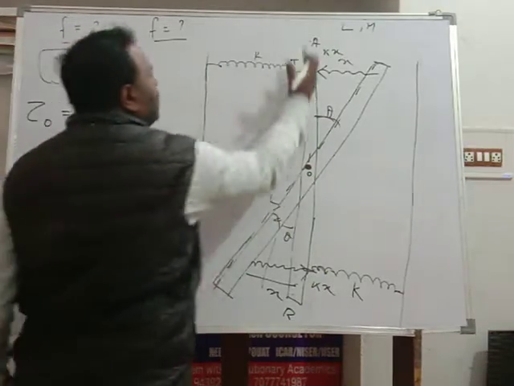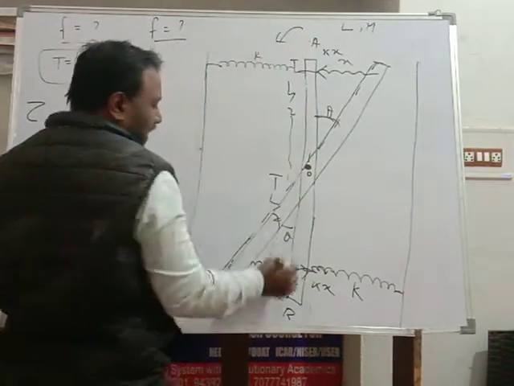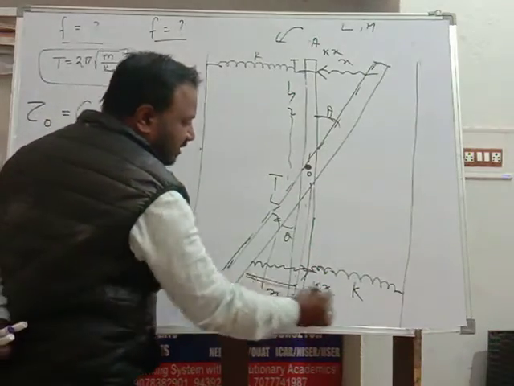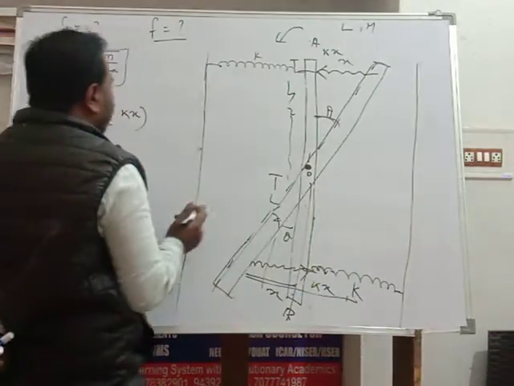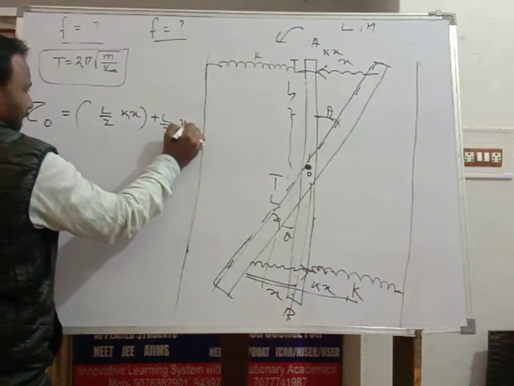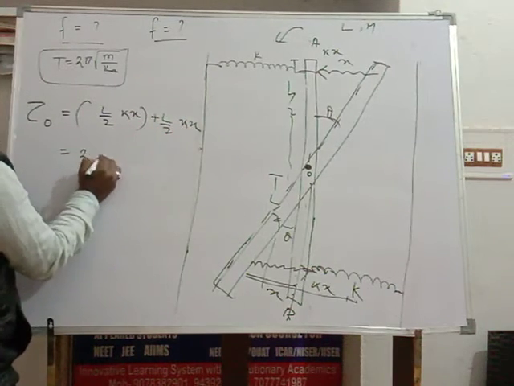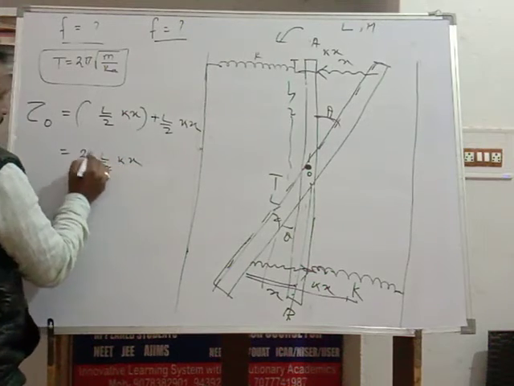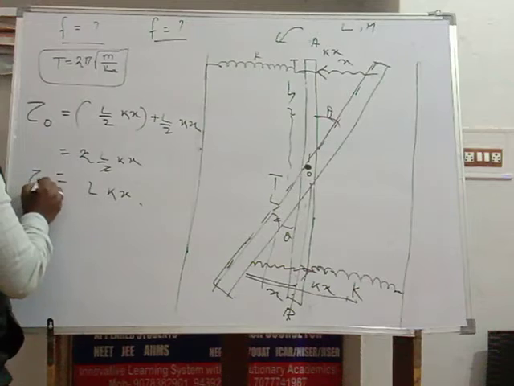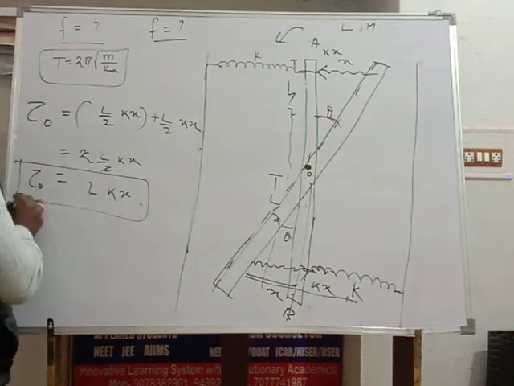This is R cross F, anti-clockwise, and this torque would also be, this is R and this is force. So R cross F, this is also anti-clockwise. So net torque would be how much? L by 2 Kx plus L by 2 Kx, so this would be equal to 2 into L by 2 Kx. The 2 cancels, so this would be equal to L Kx. This is the net restoring torque about this hinge point.